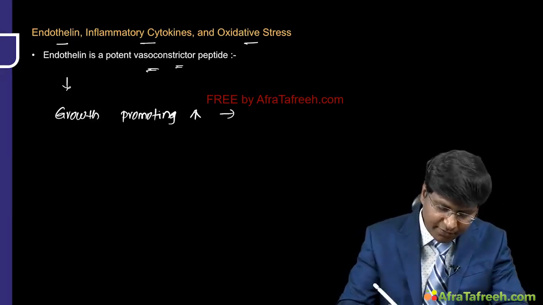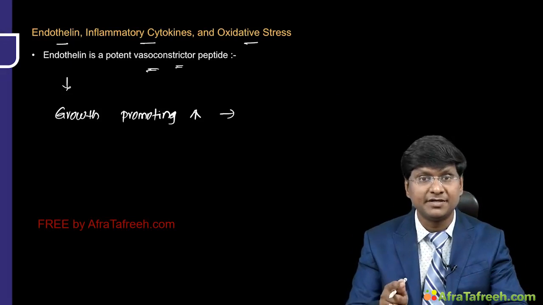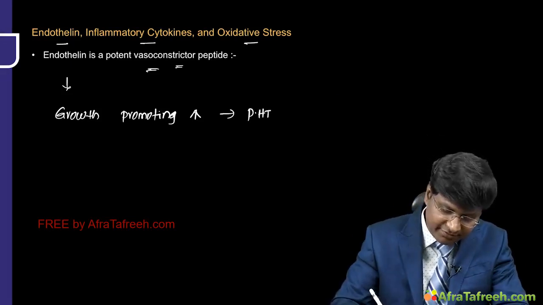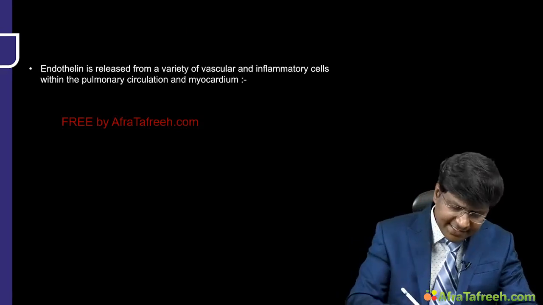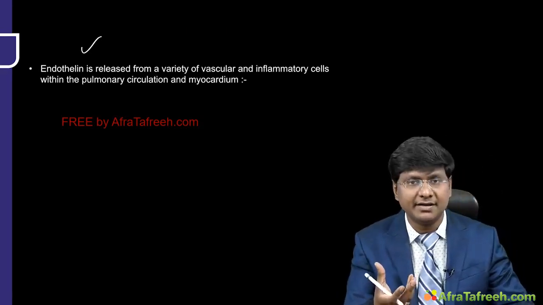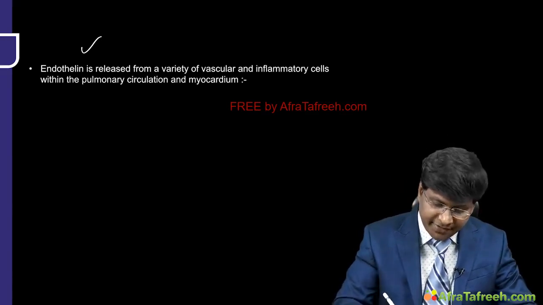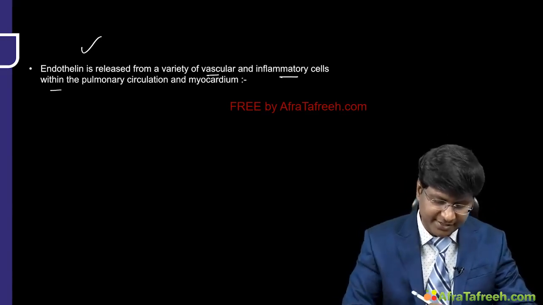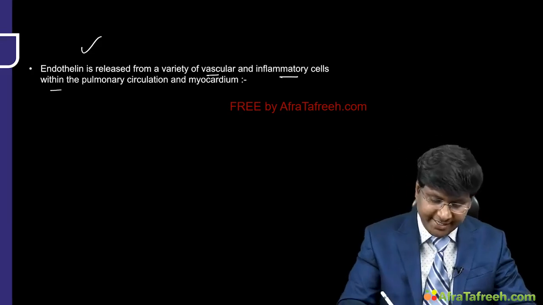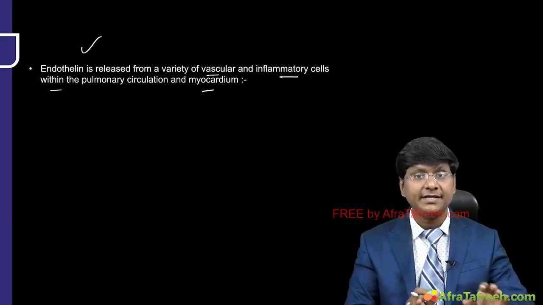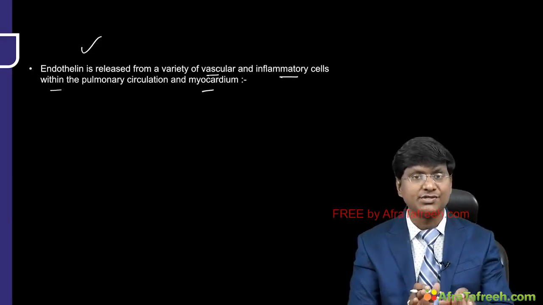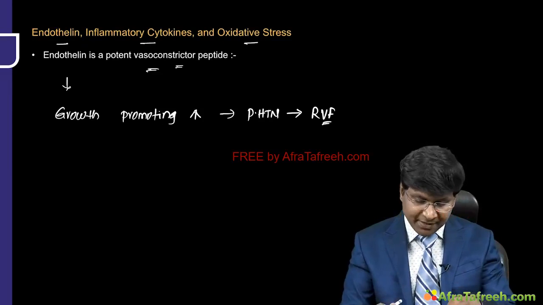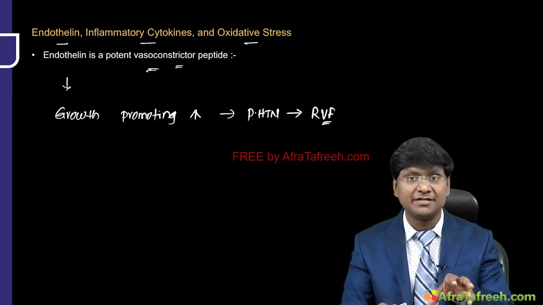And because of the vasoconstrictor and growth promoting effect in the pulmonary arteries, the individual will develop pulmonary hypertension, and that makes the individual go into a state of right ventricular failure. And these endothelins, where are they being released from? It is released from a variety of vascular and inflammatory cells within the pulmonary circulation as well as the myocardium, right? And this endothelin, what is it causing? It is causing vasoconstriction, and it is also causing the growth promoting effect within the pulmonary artery.